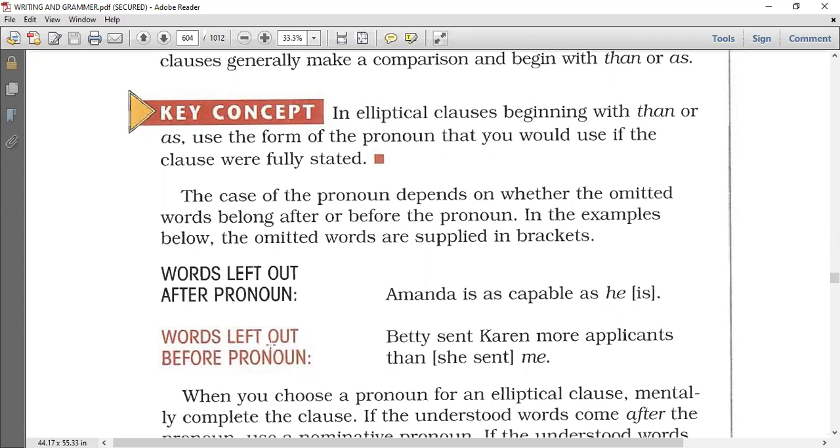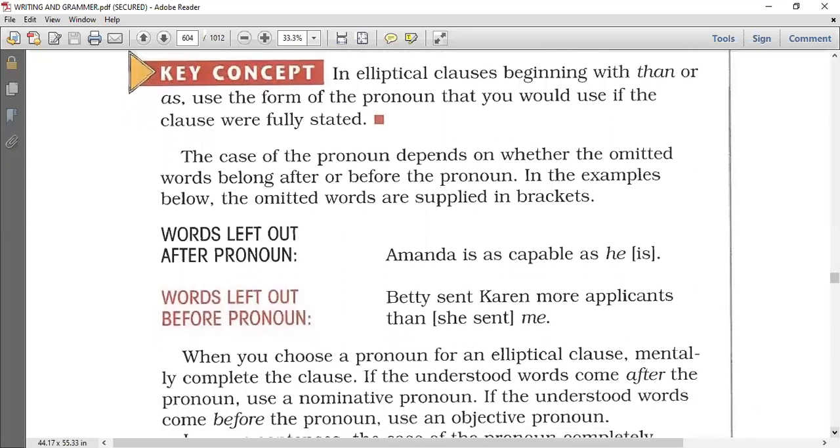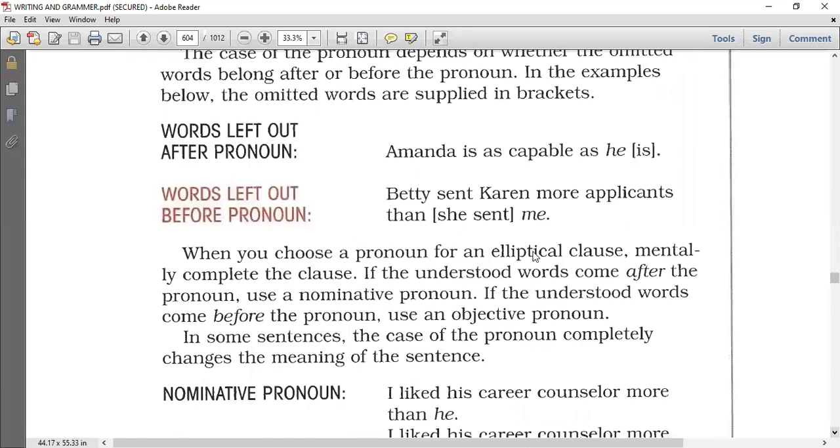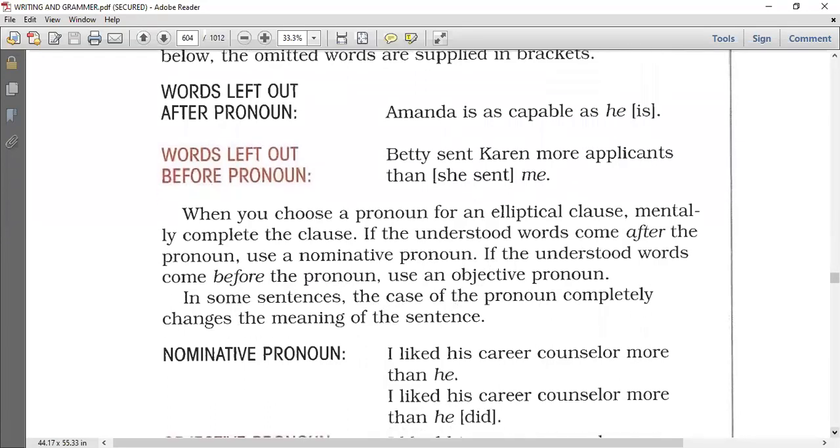Okay, words left out before the pronoun. Betty sent Karen more applicants than she sent me. So the deleted words come before the pronoun, so we need the pronoun in the objective case. When you choose a pronoun for an elliptical clause, mentally complete the clause. If the understood words come after the pronoun, use a nominative pronoun. If the understood words come before the pronoun, use an objective pronoun. In some sentences, the case of the pronoun completely changes the meaning of the sentence. I gave an example for this earlier, if you remember.